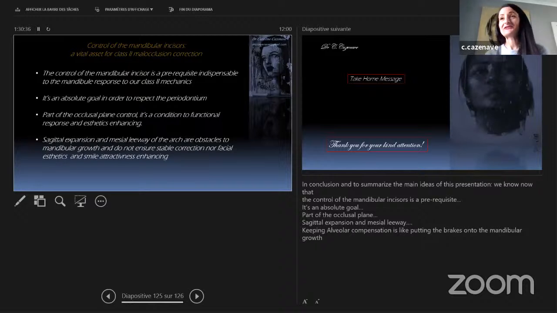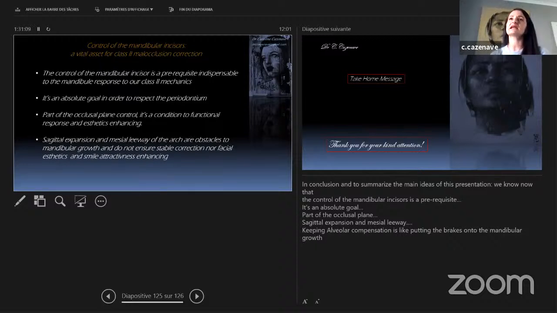So, in conclusion now, and to summarize the main ideas of this presentation, we know that the control of the mandibular incisor is an indispensable prerequisite to the mandibular response to our class 2 mechanics. It's an absolute goal in order to respect the periodontium. Part of the occlusal plane control is a condition to functional response and aesthetic enhancing.